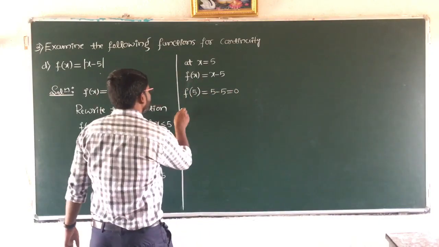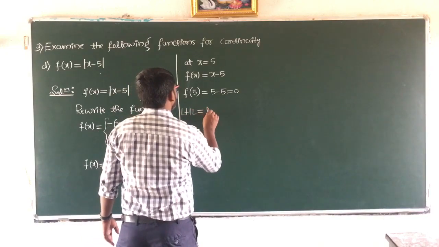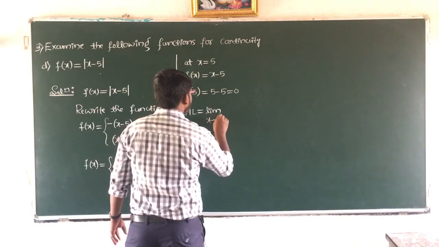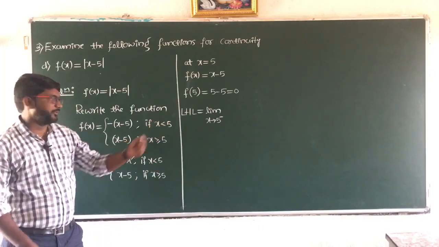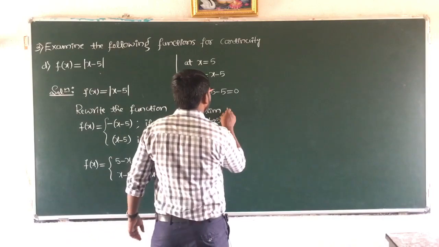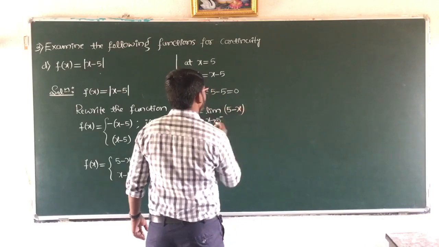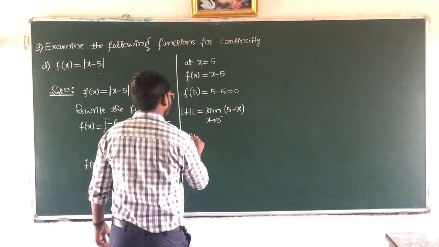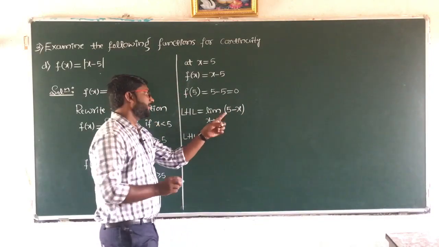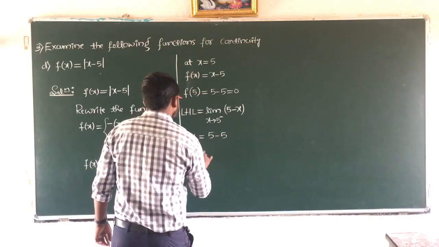Next I will go for the left hand limit, LHL, which is equal to limit x tends to 5 negative. 5 negative means it is less than 5. The function is 5 minus x. So LHL is equal to, apply the limit now, 5 minus x becomes almost 5 minus 5. LHL is equal to 0.